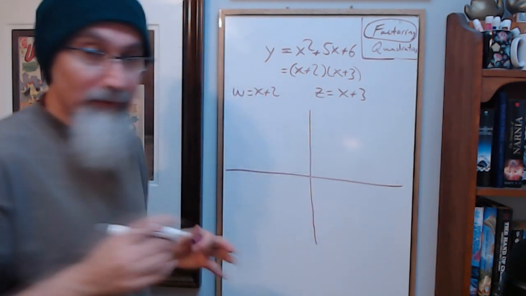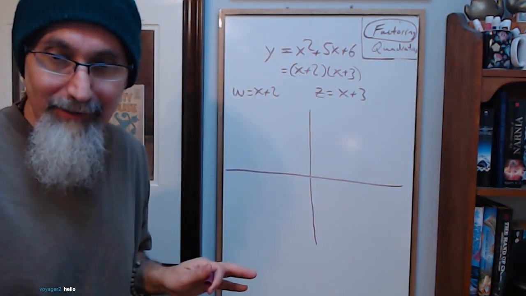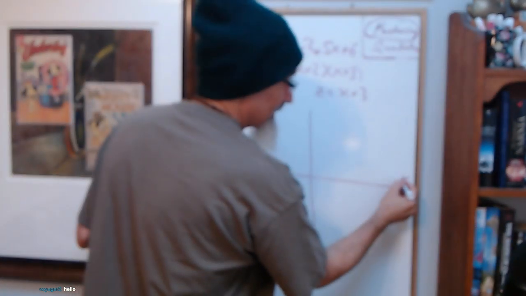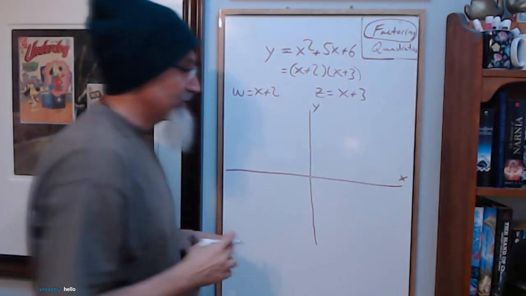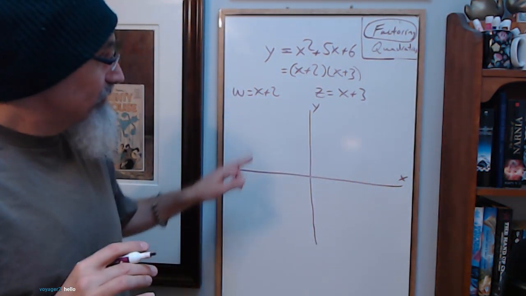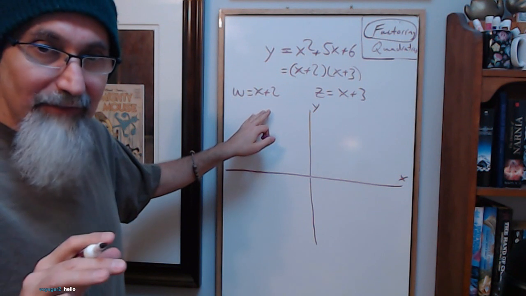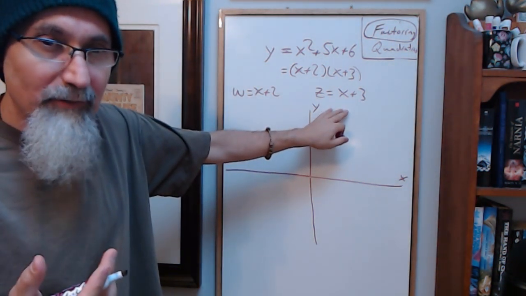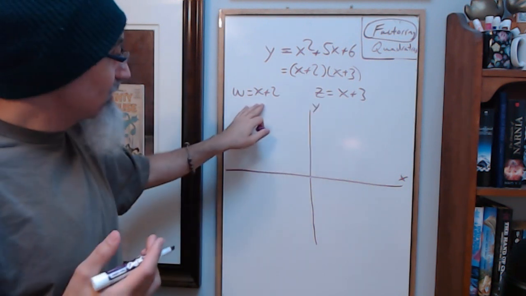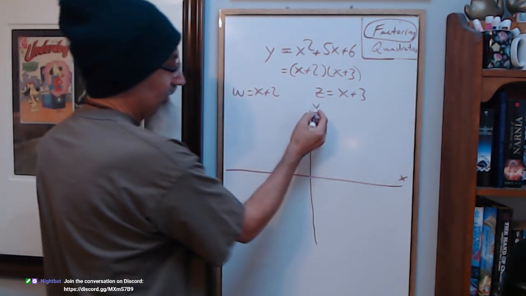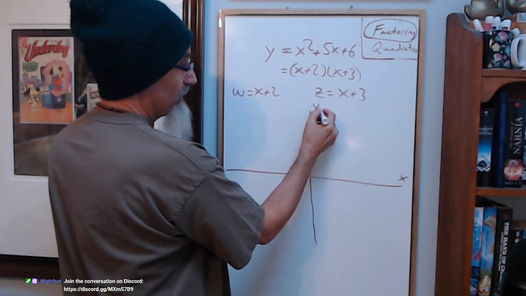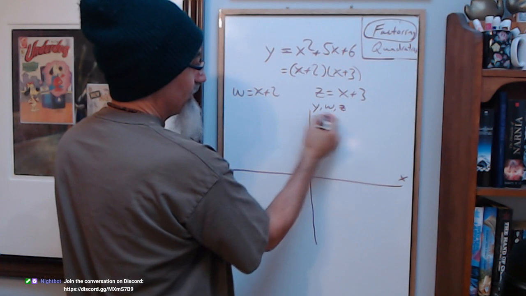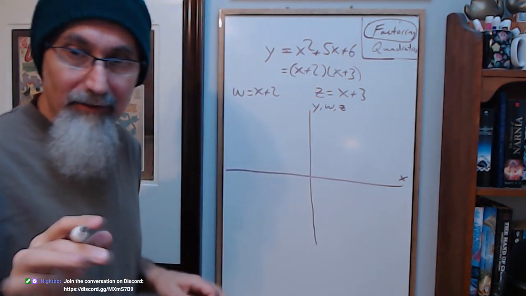Okay. Now I'm going to assume you know how to graph a line. This is the x-axis, that's the y-axis, right? Now, let's graph it using a table of values for this one, and then we're going to straight up graph it if you know y equals mx plus b, right? Let's use a table of values for this. Right now we're going to graph w, and then we're going to graph z, and then we're going to graph y, okay?